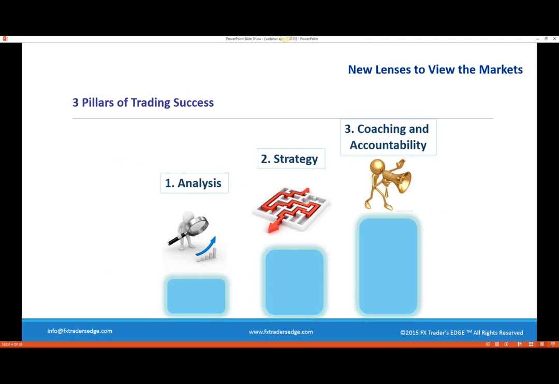Having one without all 3, think about this, is like going on a hiking trip up a mountain without climbing gear. So many traders think that the strategy is enough, but it really isn't. Really, we need all 3. So let's just start with the analysis and work our way through these.